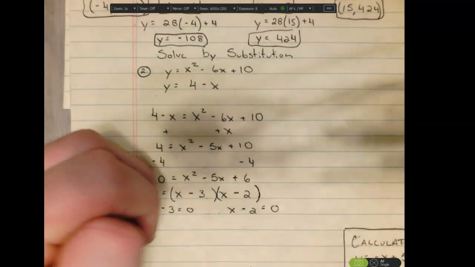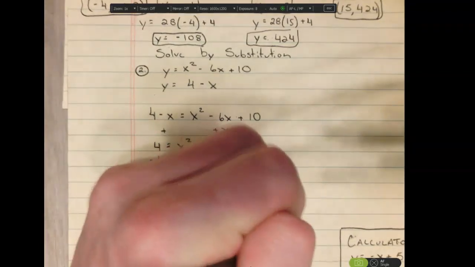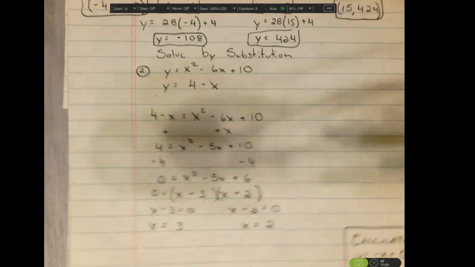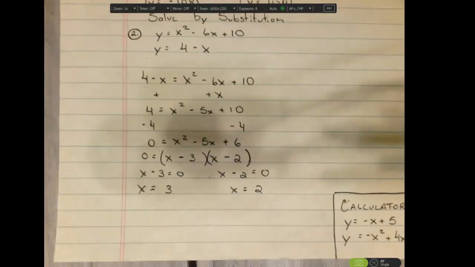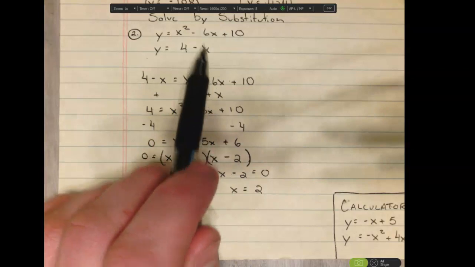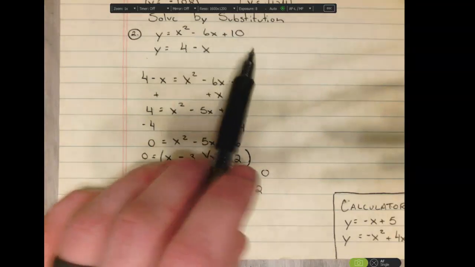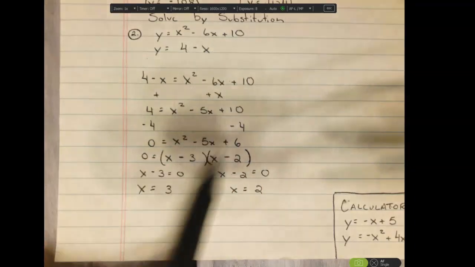Let's go ahead and solve. x is going to be equal to 3. x is going to be equal to 2. When I solved, I just added 3 and added 2 to the other side. So I've already found my x now for both ordered pairs. And to finish this one off, I'm going to plug x back into the original equation. Again, it doesn't matter which one. If you want to plug it into this x squared minus 6x plus 10, go right ahead. You'll get the same answer I'm going to get.